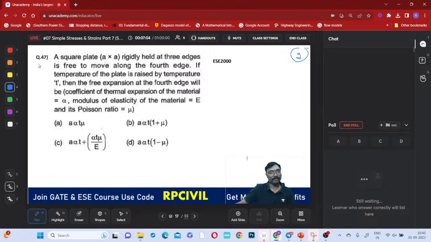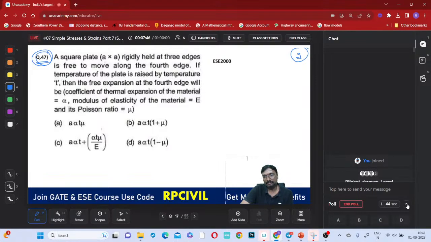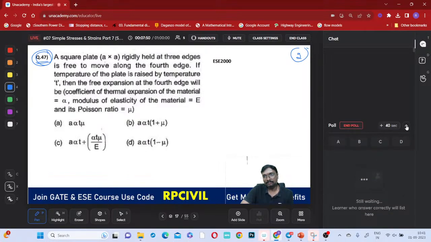Forty-seventh question, select it. When we are taking 1 hour classes, they will be completed very early. So today onwards we'll take 1 hour classes only, daily, okay? Every class will be like that, so that we can finish more questions. Thirty seconds more time.